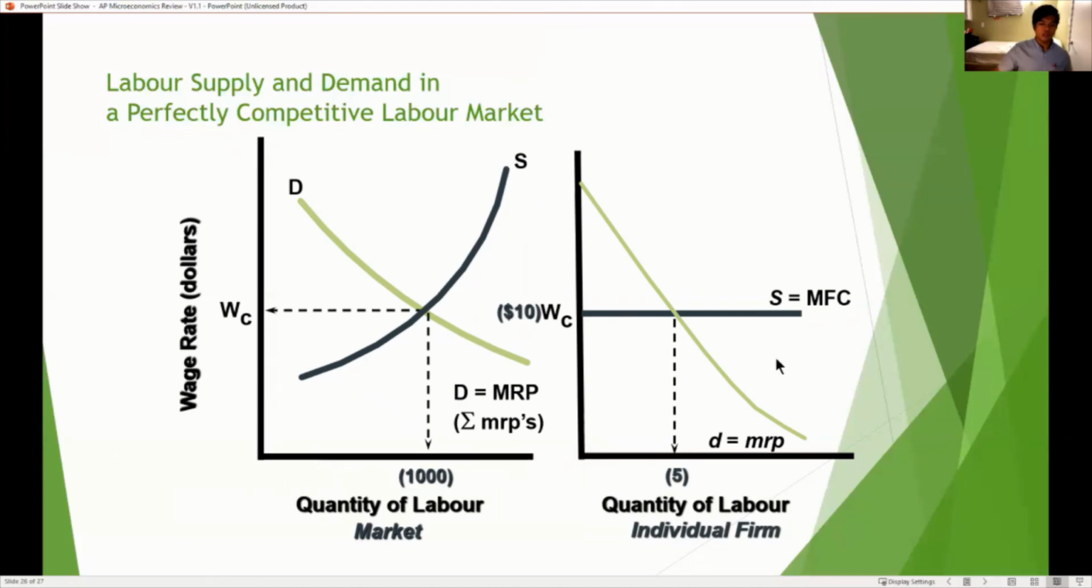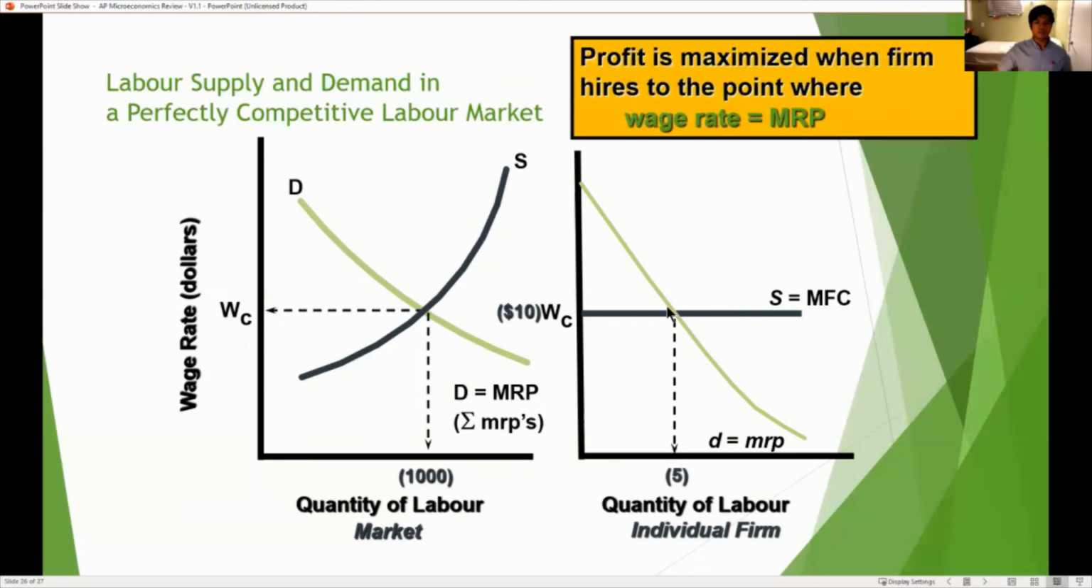Firms are going to maximize, just like in the goods market where firms choose a production level where MR is equal to MC. The same thing, or similar, will be done in the labor market, where firms are going to hire workers where the wage rate or MFC is equal to the marginal revenue product, which is right around here. So firms are going to hire here.